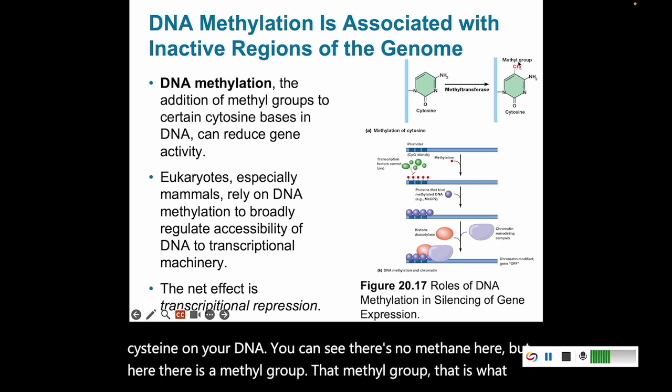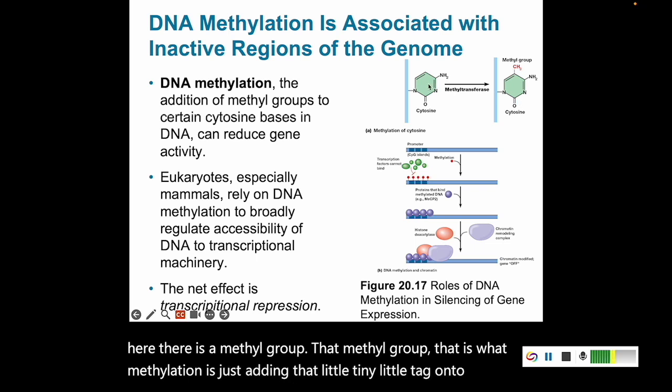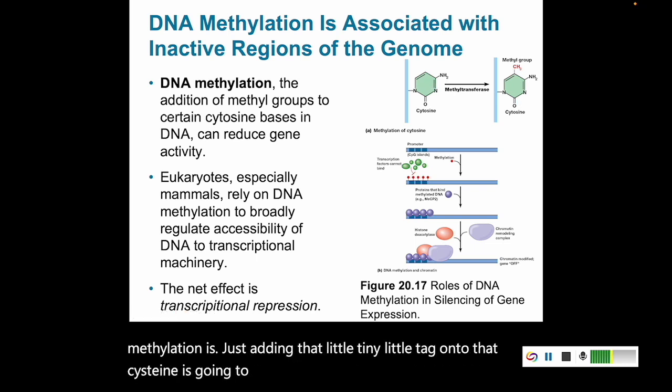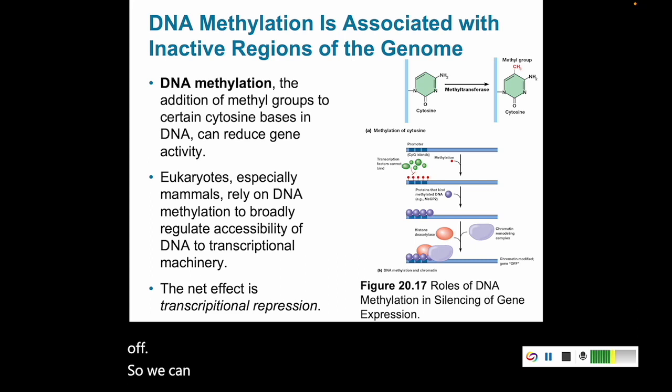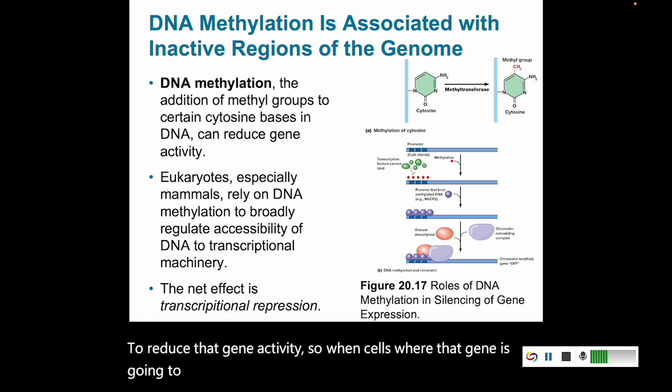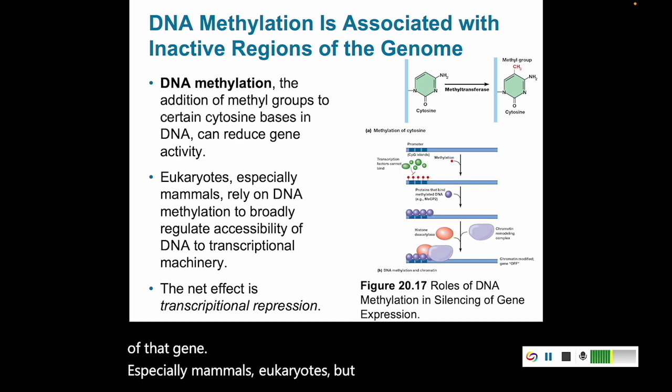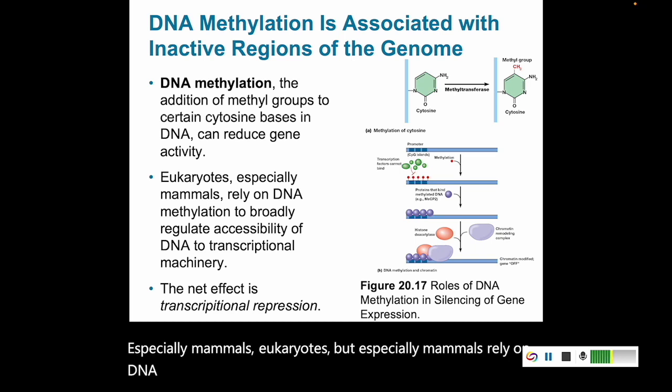Just adding that tiny little tag onto that cytosine is going to tag that gene, generally to turn it off. So we can methylate, or add those methyl groups to, cytosines in the DNA to reduce that gene activity. So in cells where that gene is going to be down-expressed, you would expect to see more methylation of that gene. Especially mammals, eukaryotes, but especially mammals, rely on DNA methylation in a broad sense to regulate how accessible a piece of DNA is to the transcriptional machinery.